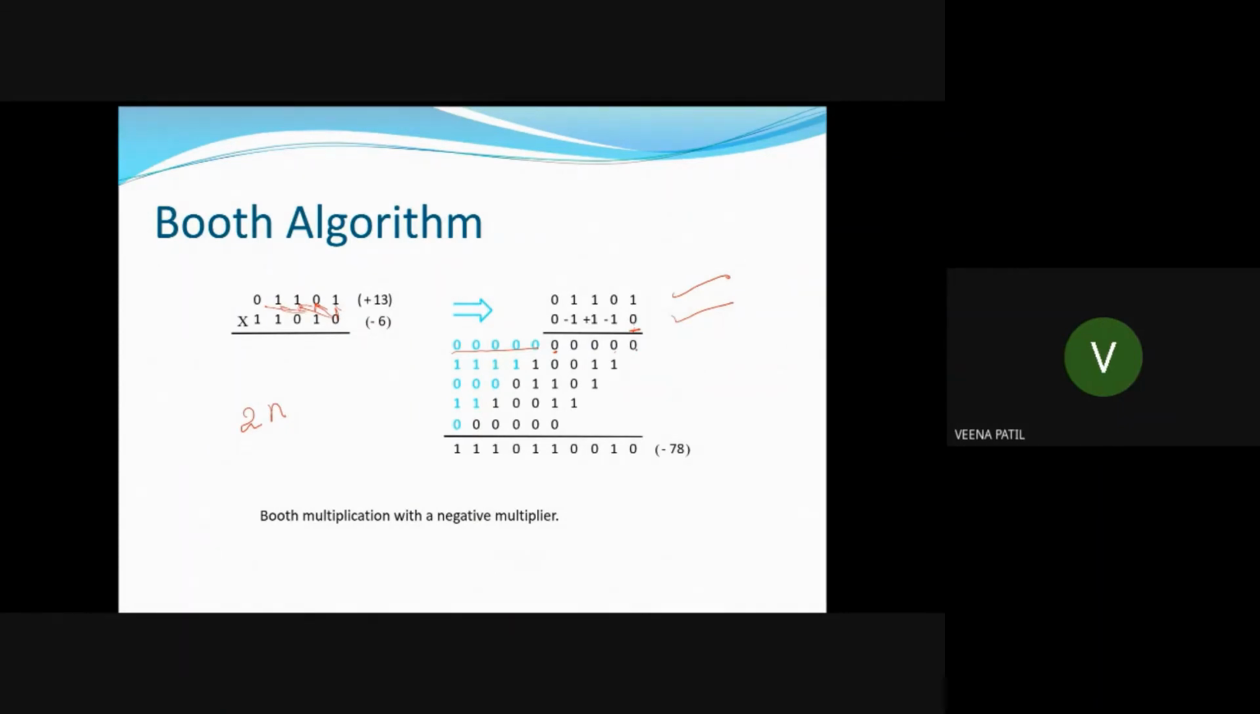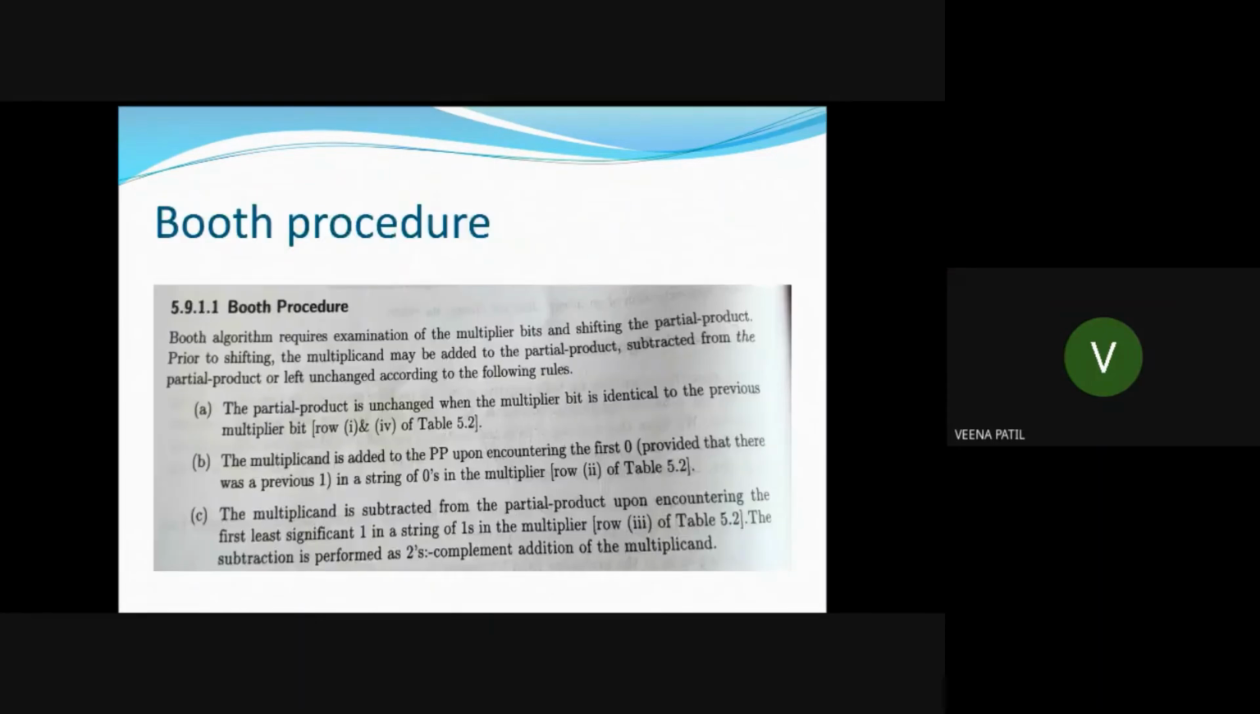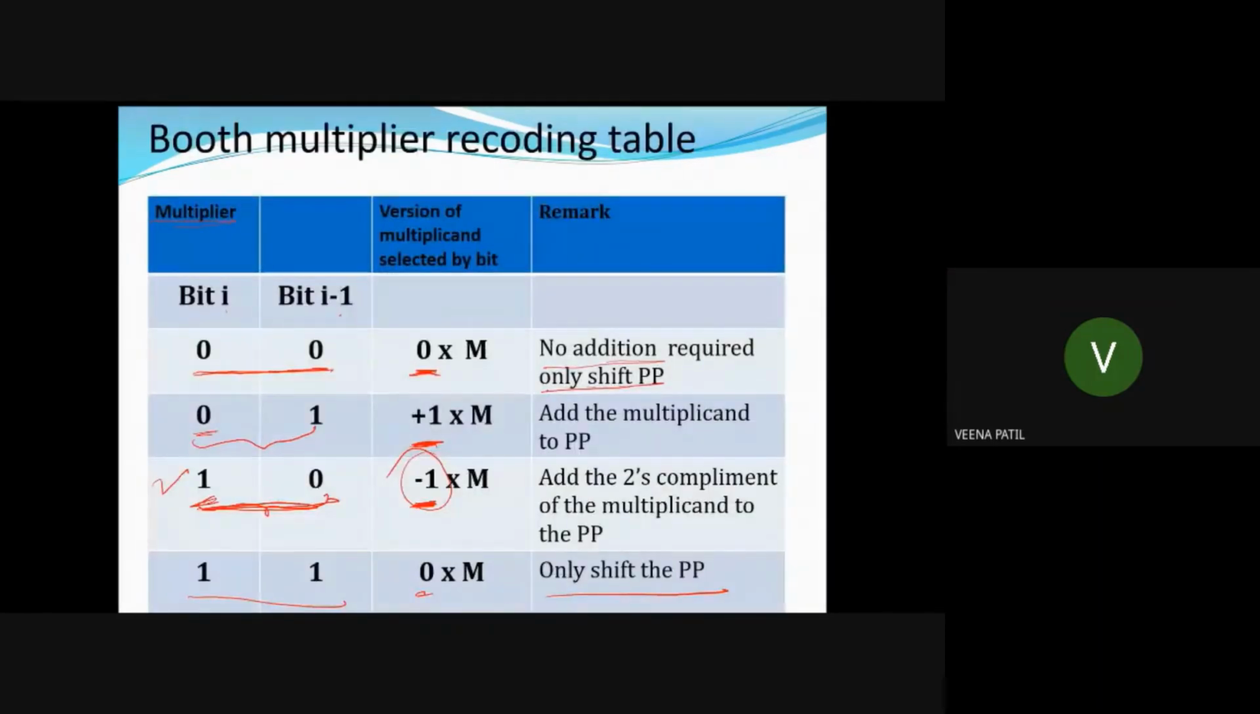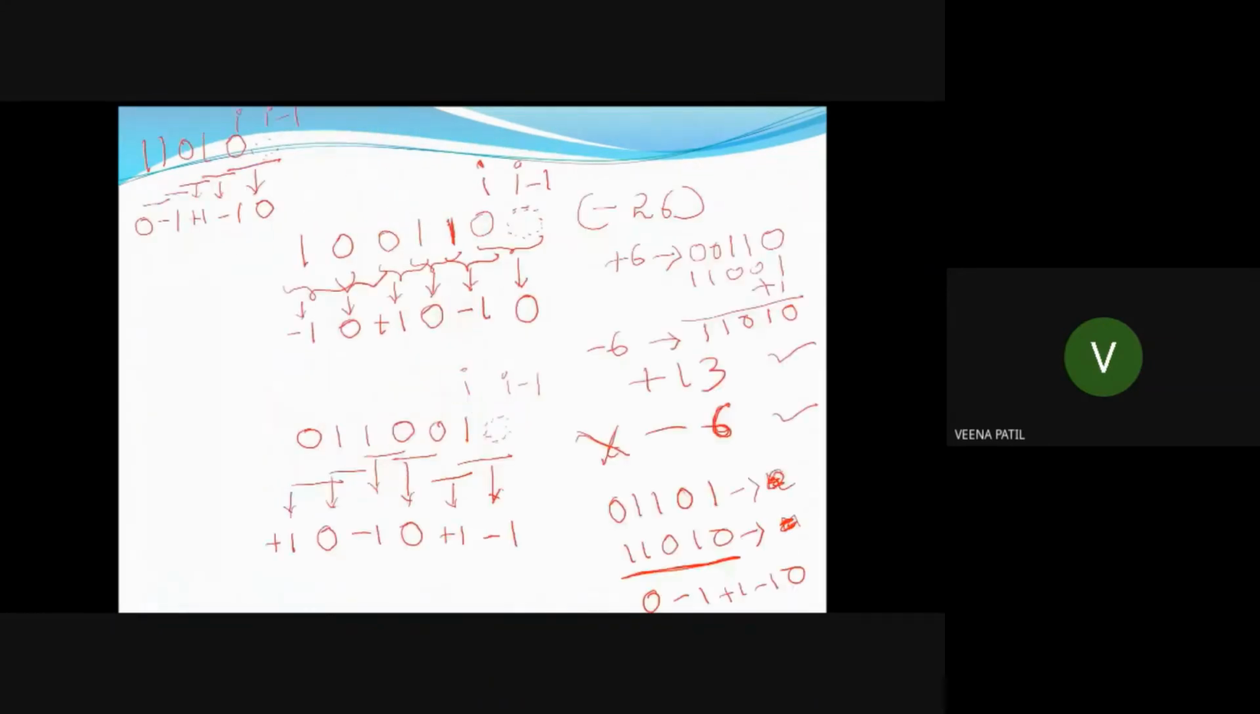So if it is 0, I have written 10 zeros, as the number of bits is 5 into 5 bits. That is 2n bits. Product will be 10 bits. Okay. Now coming to the next value, that is -1. When it is -1, let's see the recorded table. What does it say? If it is -1, then what are you supposed to do? You have to add 2's complement of multiplicand to the partial product. 2's complement of the multiplicand.